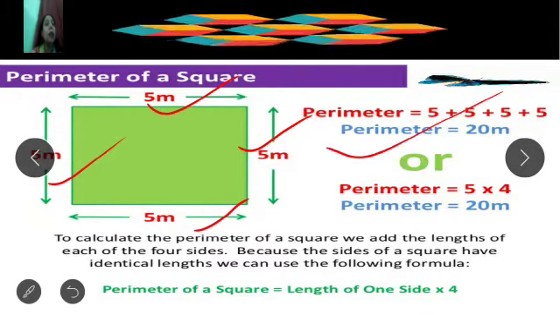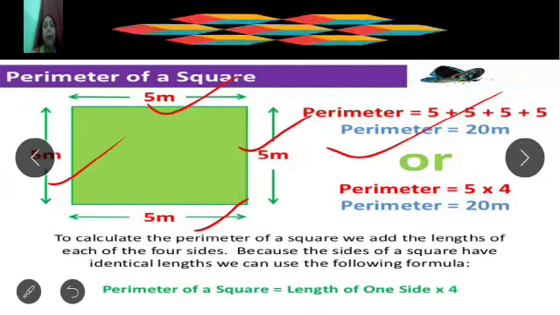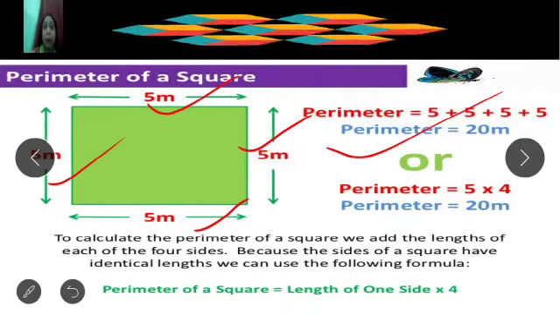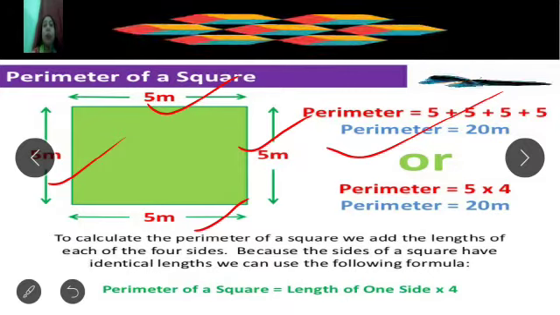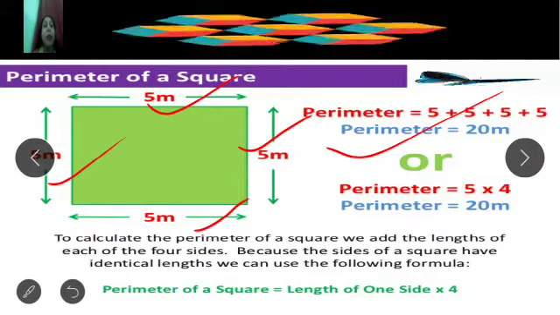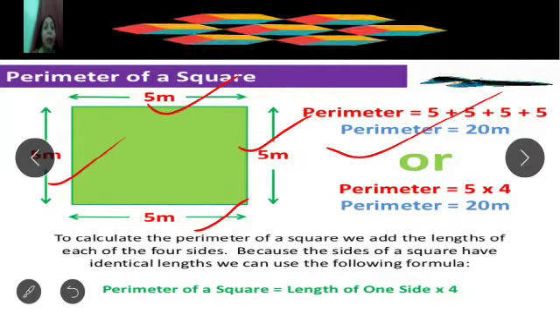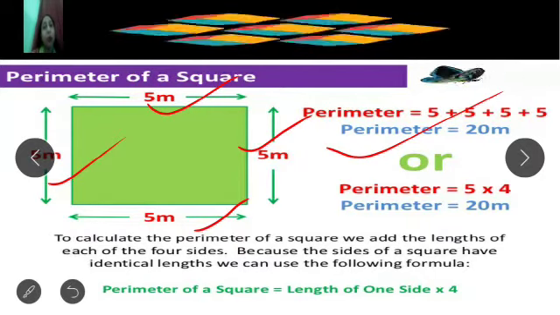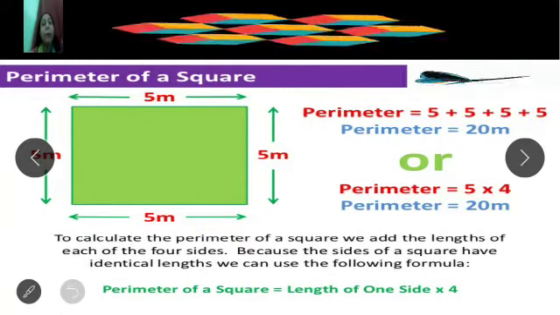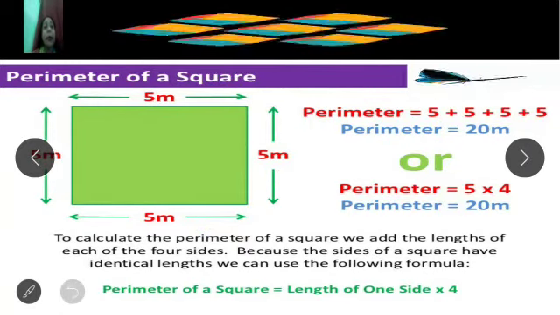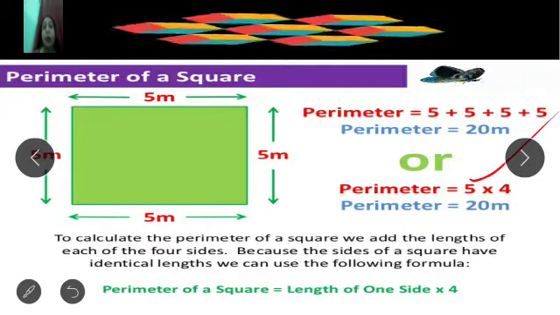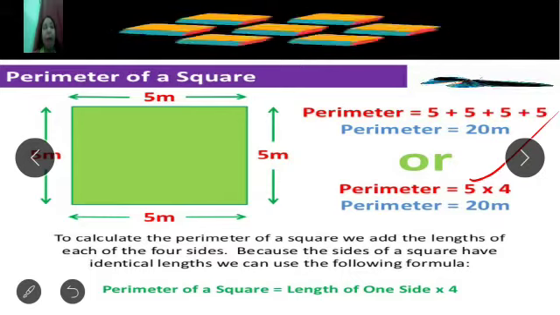So first one, you just add all the sides, like 5 plus 5 plus 5 plus 5 meter. So perimeter is 20 meter. Or you can use the formula: perimeter of a square is equal to length of one side into 4. Length of one side is 5, and how many sides are there? That one is 4. So 5 into 4 is equal to 20 meter.